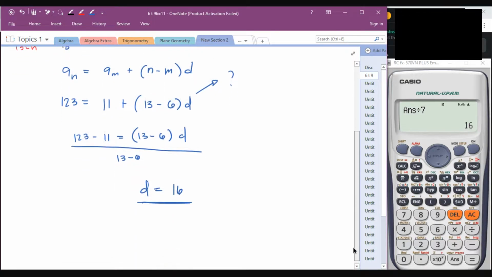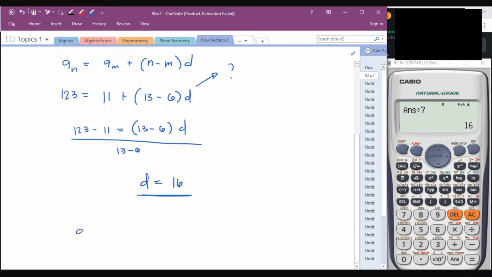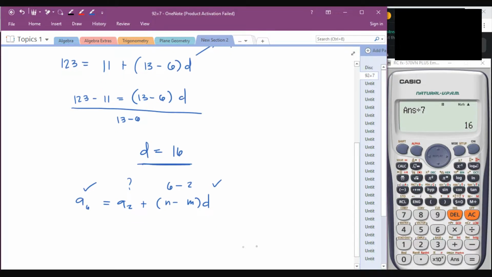Okay? Pwede naman natin gawin ganito. A2. Pwedeng A6. Ang kunin natin, A2 plus n minus m multiplied to D. Meron tayong D. Yung A2 wala tayo. Yung A6 meron tayo. So, we will put this way, yung 6 minus 2. Okay. So, A2 hinahanap natin. What is the sixth term? That is 11 equal to A2 plus 6 minus 2 multiplied to 16.